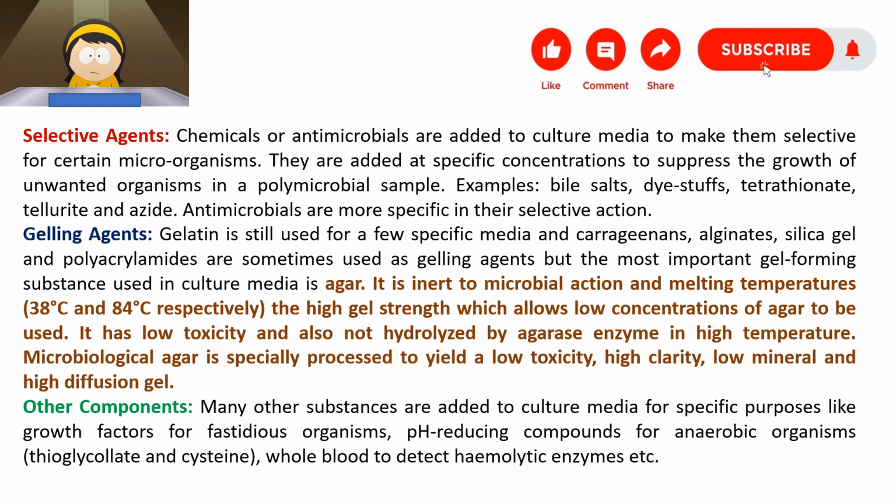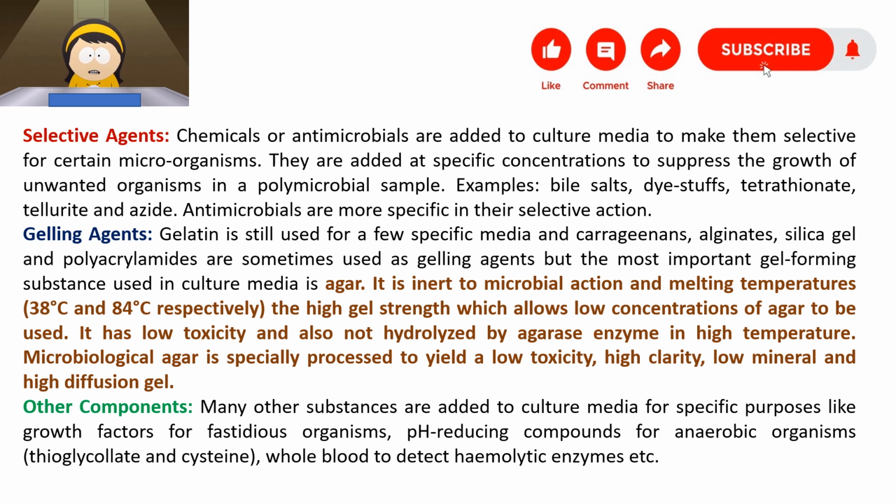Selective agents. Chemicals or antimicrobials are added to culture media to make them selective for certain microorganisms. They are added at specific concentrations to suppress the growth of unwanted organisms in a polymicrobial sample. Examples: bile salts, dyestuffs, tetrathionate, tellurite and azide. Antimicrobials are more specific in their selective action.